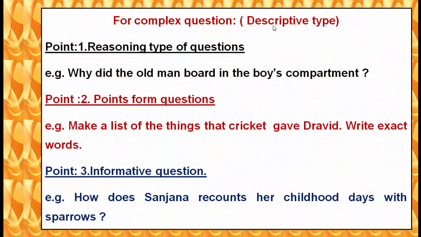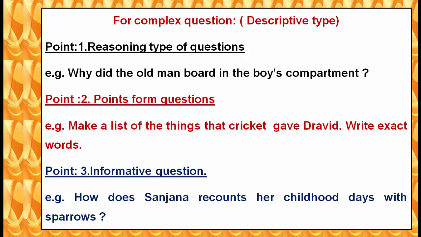Next will be, if this question will be asked in a descriptive type, there will be 3 types of asking this question. First will be reasoning. Second, maybe this question can be asked in a point form, or third one, maybe it can be asked in informative form. The reasoning question will always be asked by the word why. And when you write the answer of this question, you have to write the answer in a complete sentence by using the conjunction because.